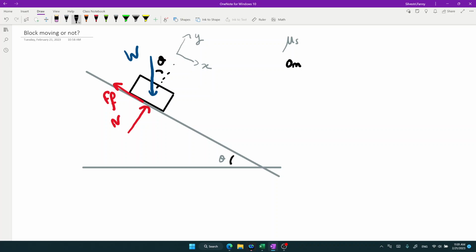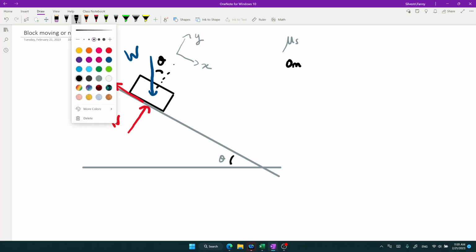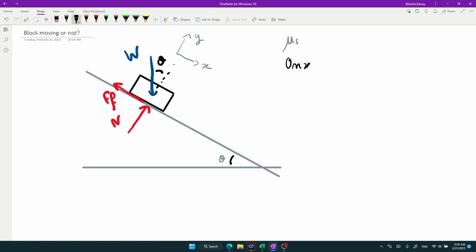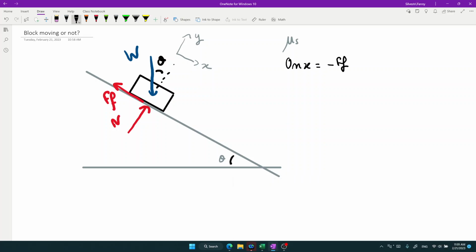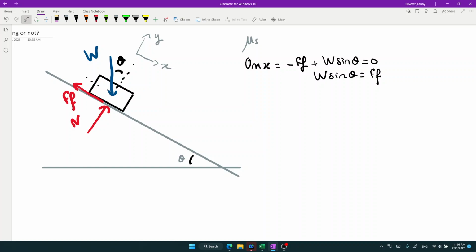On x, what do we have? We have minus the force of friction. And for the weight, that will be the component on the opposite side, so sine, so plus W sine theta equals 0. So we can write W sine theta equals the force of friction. Okay? If it's not moving, the net force is equal to 0.